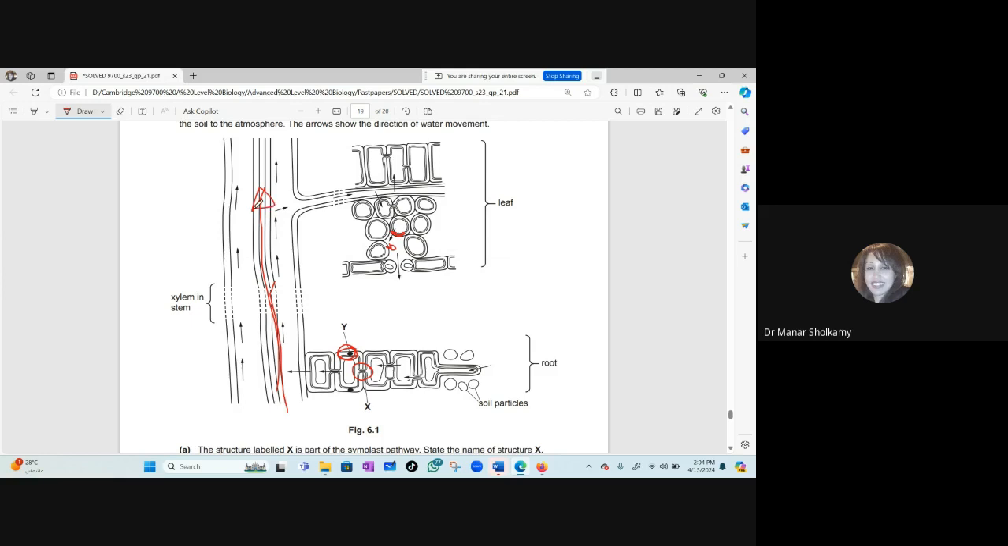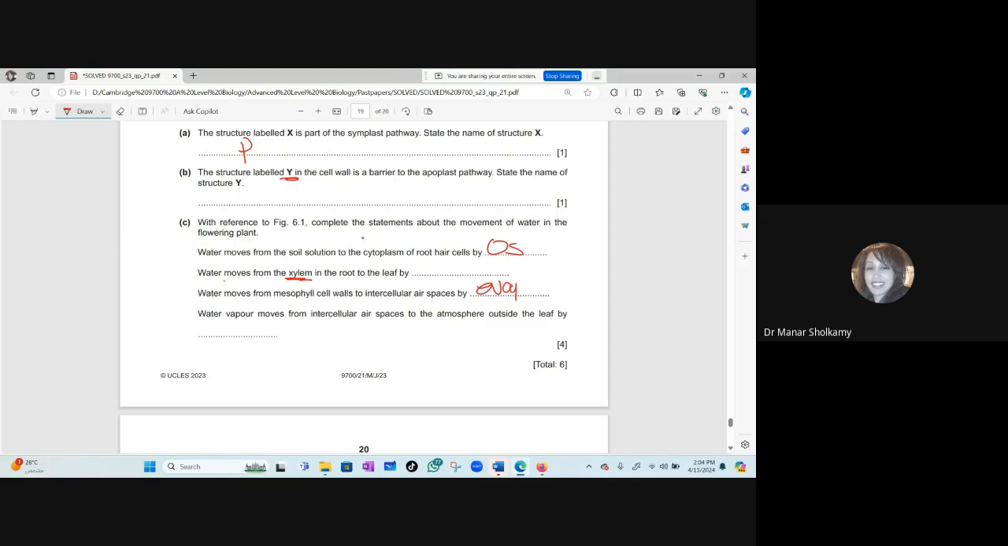By the way, here also, water moves up the xylem. We can say several things. We can say mass flow or something that is very common, transpiration pull. Don't forget the transpiration pull, okay? Due to cohesion and adhesion and changes in hydrostatic pressure. Yes, evaporation.